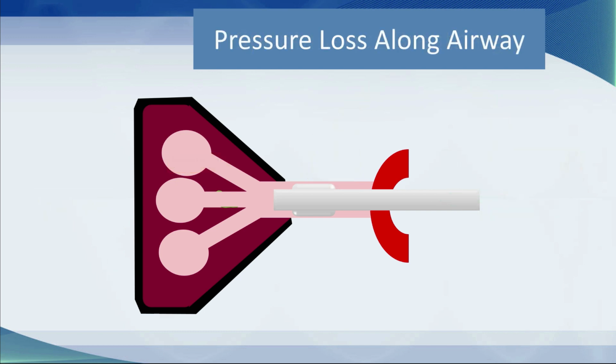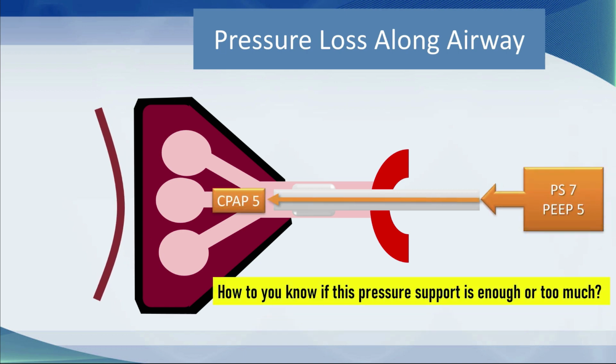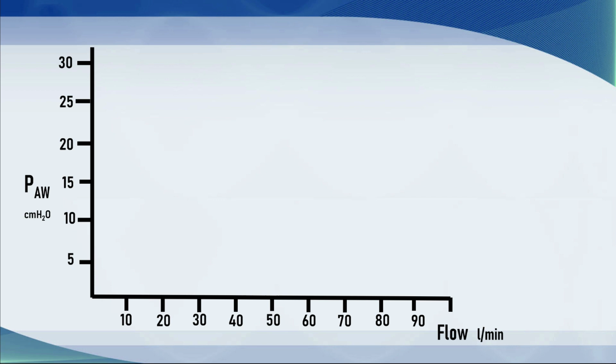In this scenario, the patient is on a pressure support of 7 and a PEEP of 5, and the tube is a size 7.5, which is believed to be about the right combination. So the pressure support of 7 should be enough to overcome resistance through the tube, such that at the end of the tube the patient is receiving CPAP without any additional support. In other words, the patient feels that they're breathing normally through their mouth. But how can you be sure that the patient is receiving sufficient pressure support, which is the most important component, or whether they're getting too much?